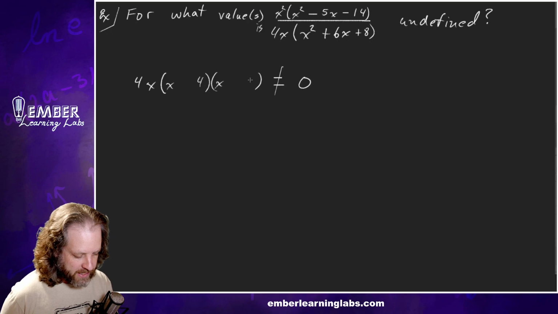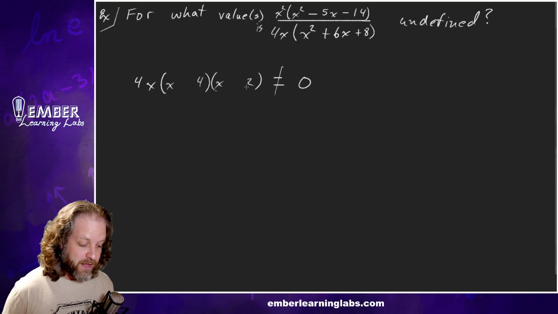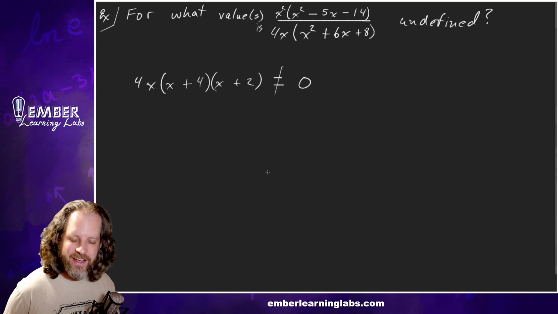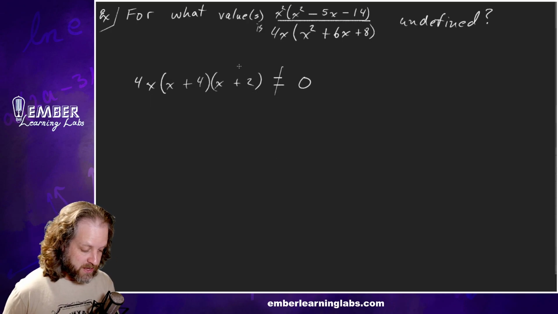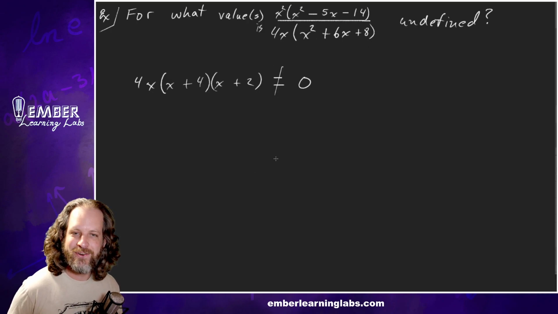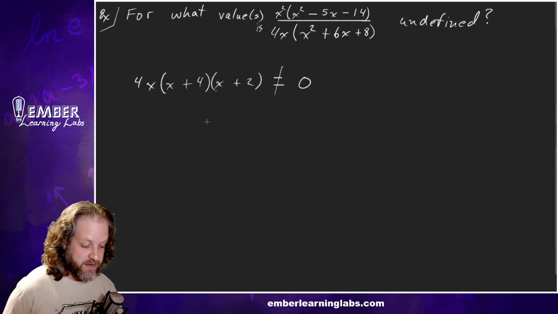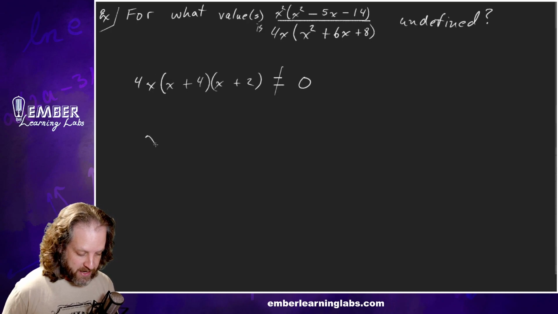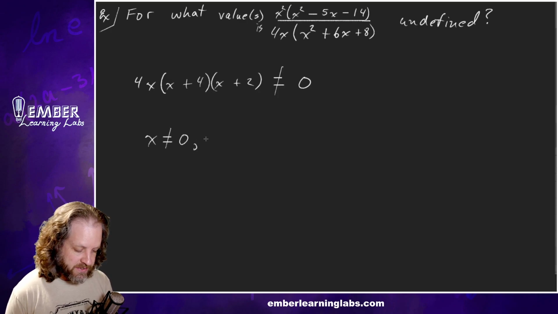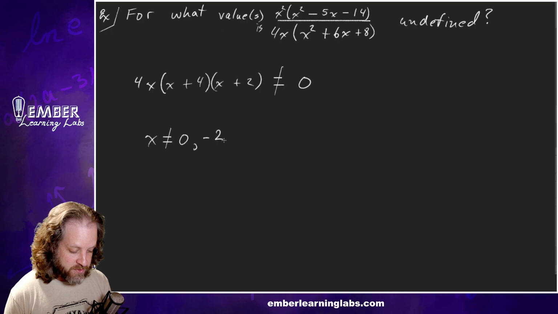But 4 and 2, 4 plus 2 is 6, right? And the sign works. Positive times a positive equals a positive. Great. Set each one of these factors equal to 0. So this one is going to be x does not equal 0, right? And it does not equal negative 2, right?